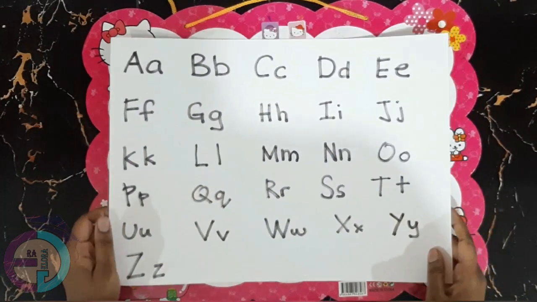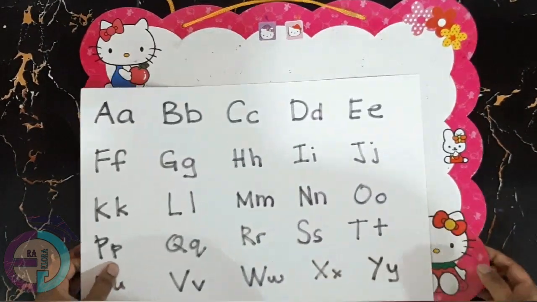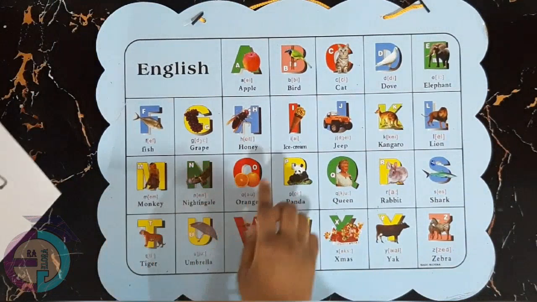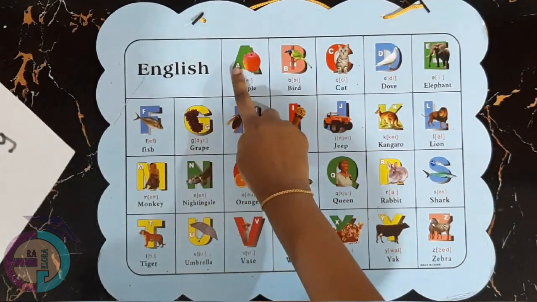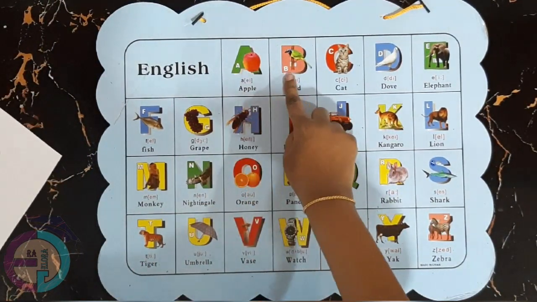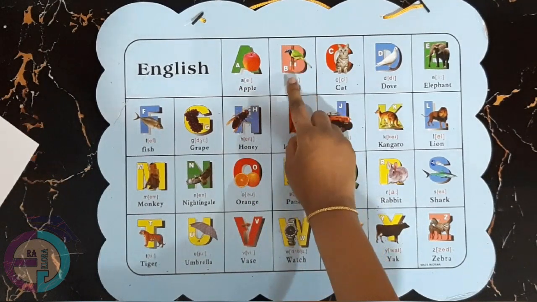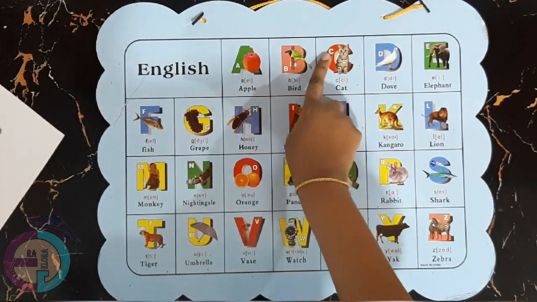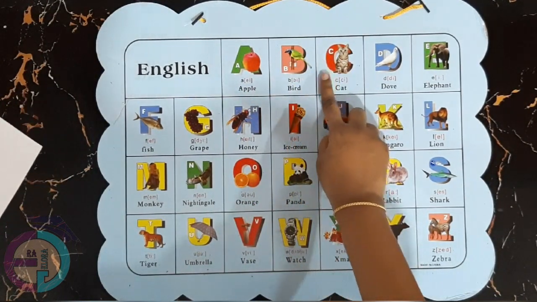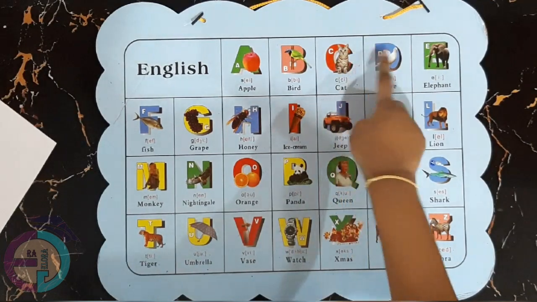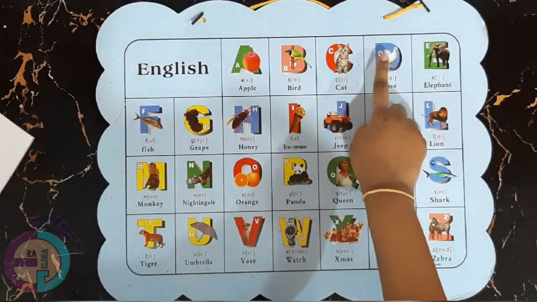You can also create your own song. For the alphabet sound, you can create your own song. A says apple, apple. B says bird, bird. C says cat, cat. D says dove, dove.